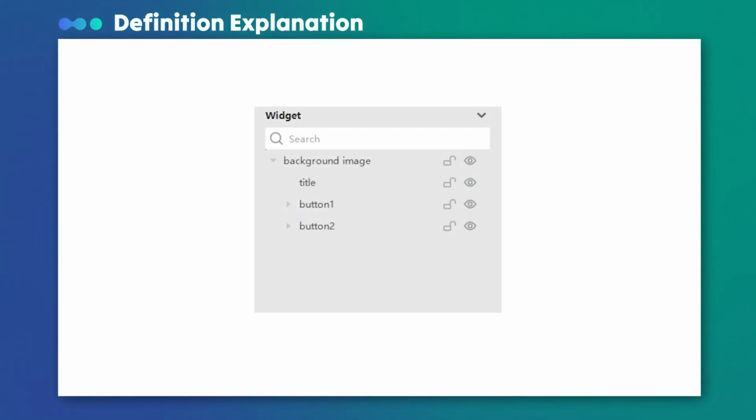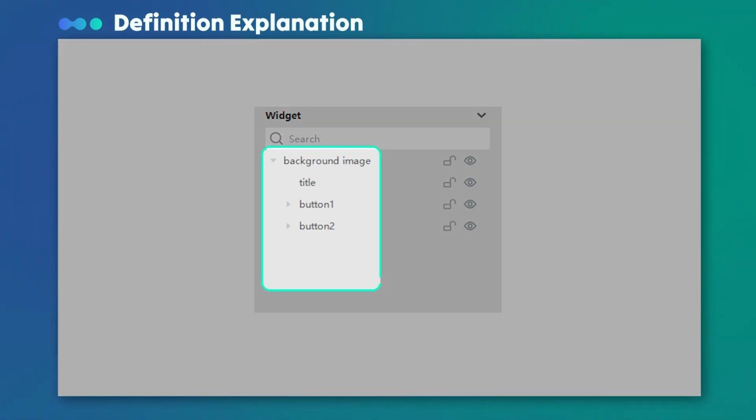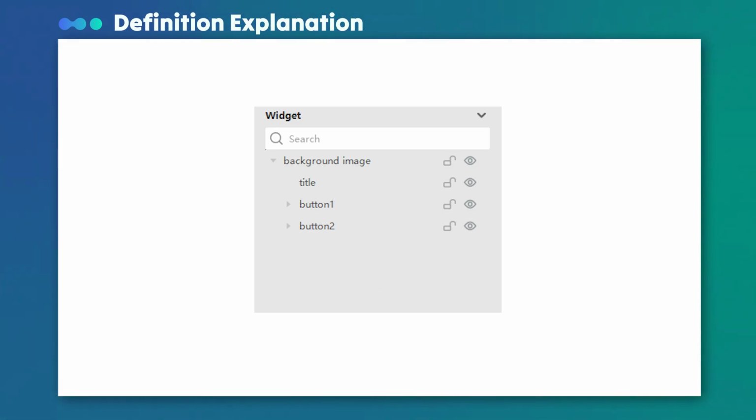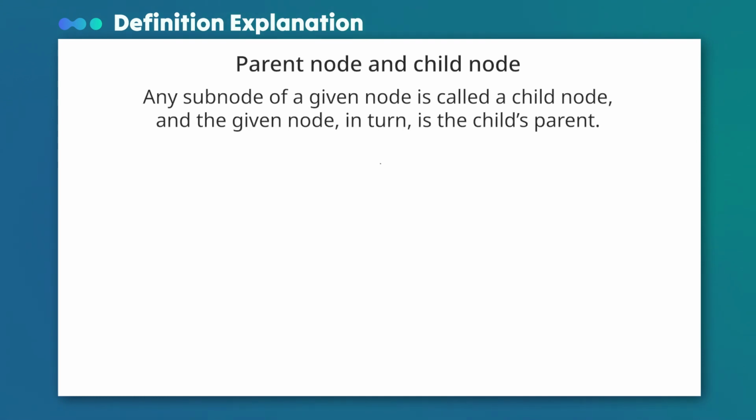In widget tree, all the widgets are organized in a hierarchical tree structure with a set of nodes. Nodes are connected with each other and have a parent-child relation. So, what is the parent-child relation between nodes? Parent node and child node.